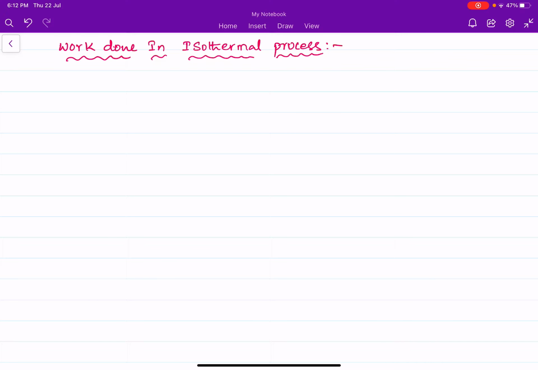We have seen that in an isothermal process, what is constant? Temperature is constant in isothermal process. And in adiabatic process, the amount of heat energy exchanged with the surroundings is constant, that means the change in heat energy is equal to 0 in this case.